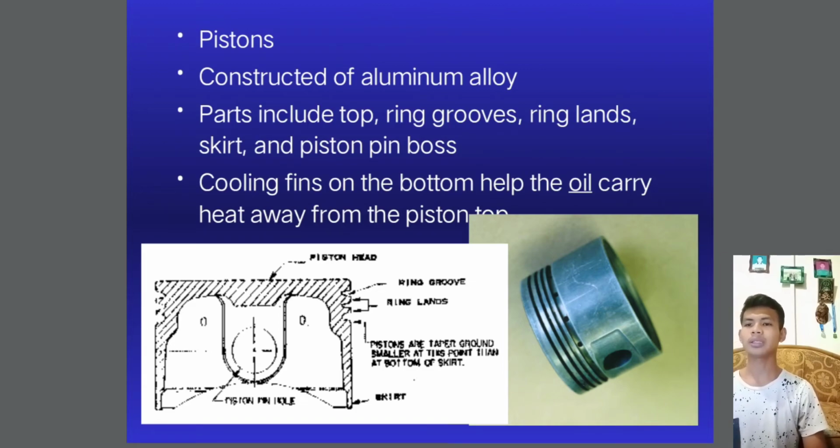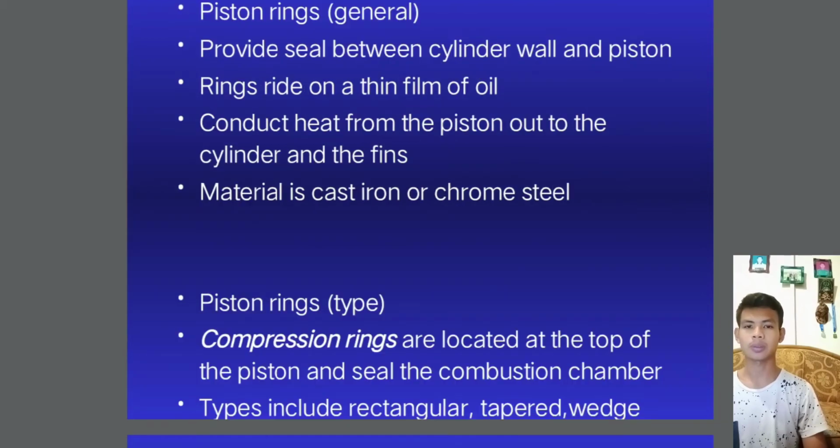Piston, constructed of aluminum alloy. Parts include top, ring grooves, ring lands, skirt, and piston pin boss. Cooling fins on the bottom help the oil carry heat away from the piston top. Cam-ground piston: the diameter of the piston is greater perpendicular to the piston pin boss. This compensates for uneven expansion during operation so it becomes round at operating temperature.